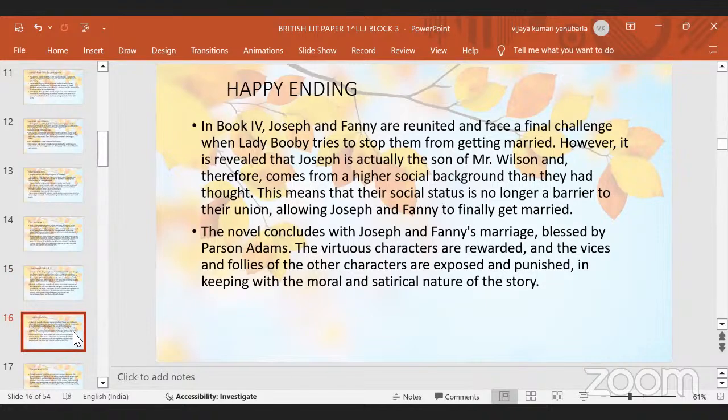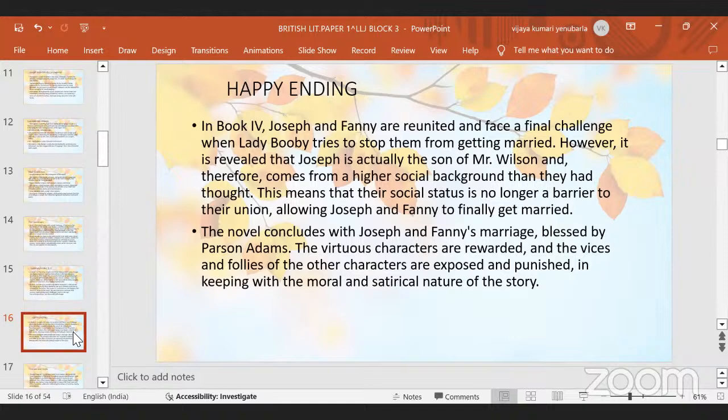And in book 4, Joseph and Fanny are reunited and face a final challenge when Lady Booby tries to stop them from getting married. However, it is revealed that Joseph is actually the son of Mr. Wilson and therefore comes from a higher social background. So now both of them reach the same house. There they face each other. Now they want to get married.